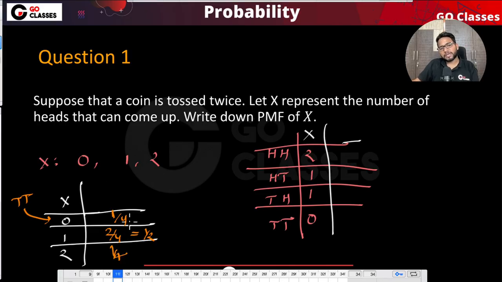So the probabilities here for x equal to 0, 1, 2, these are the possible values, and for 0, 1, 2 the probabilities are 1 by 4, 1 by 2, and 1 by 4. You can cross check that the summation should be 1. So that's how you can solve this question.